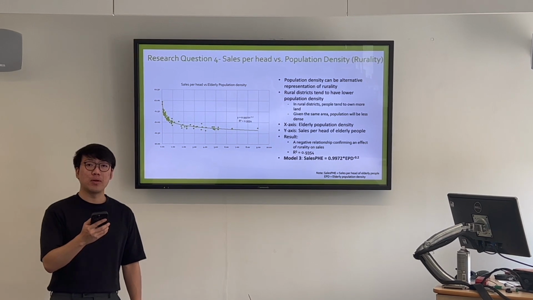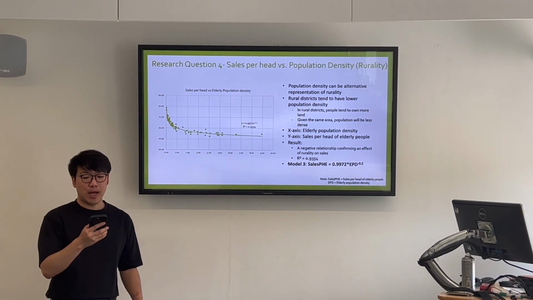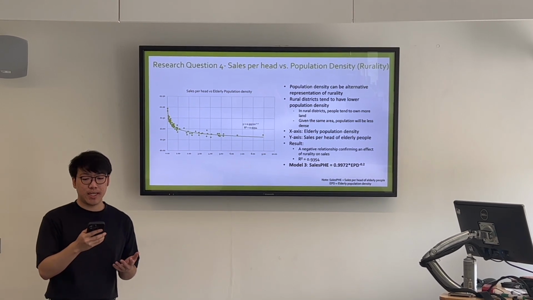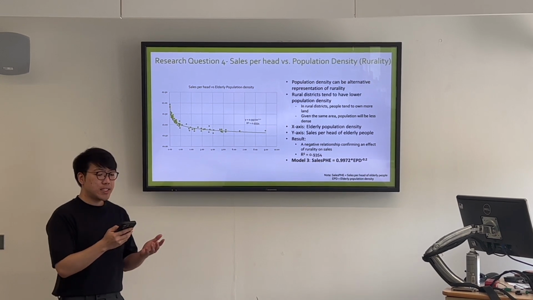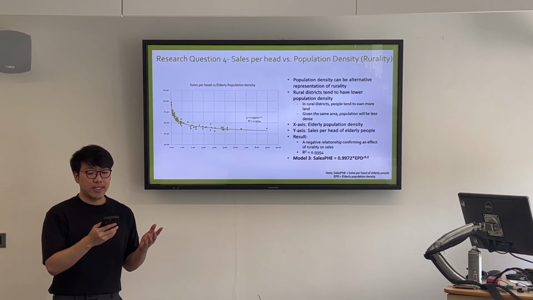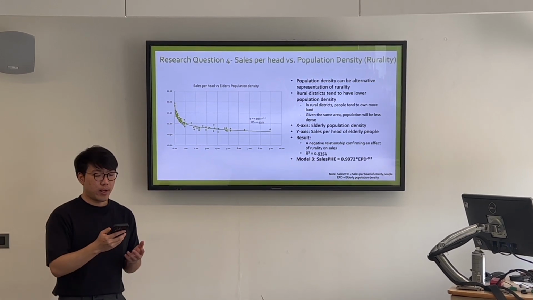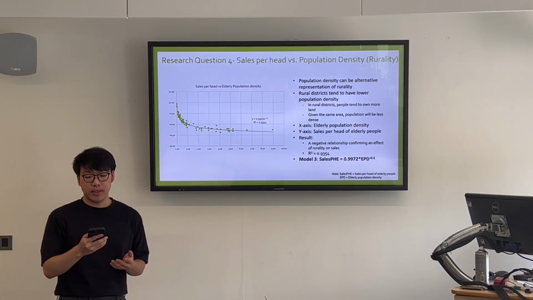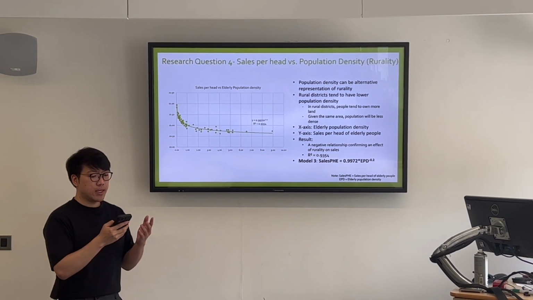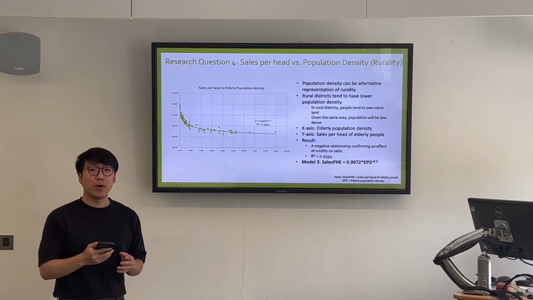Next is Model 3 of the sales prediction. Apart from the area, we came up with the hypothesis that the population density could be an alternative representation of rurality. This is because the rural districts tend to have lower population density. Typically, people living in rural areas tend to own more land compared to those living in urban areas. Therefore, given the same area, population will be less dense in rural areas.